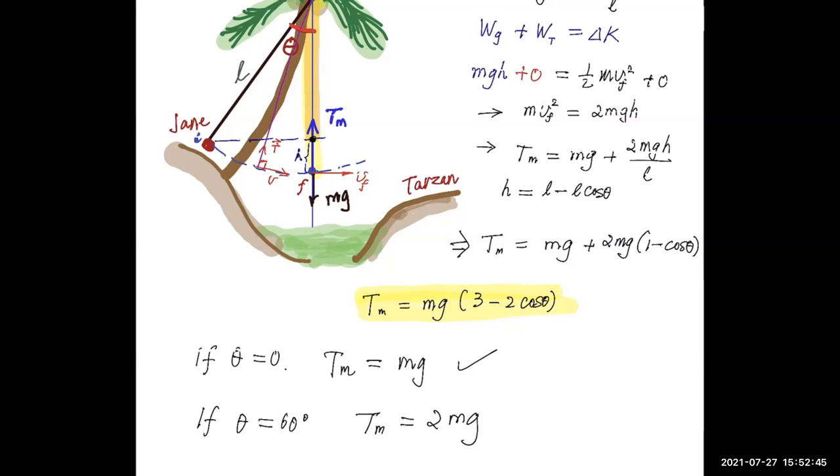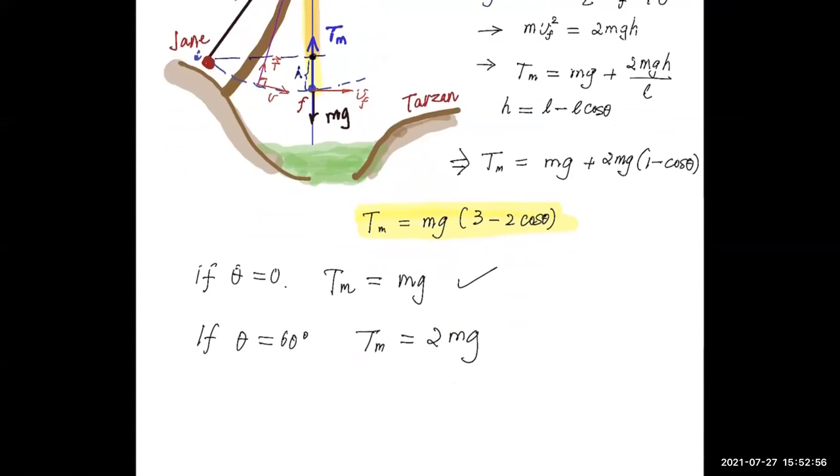Okay, this is a little bit counterintuitive. You might think that maybe the vine needs to provide 50% more than her body weight and so on. No, it's more than that if the angle theta is 60 degrees.